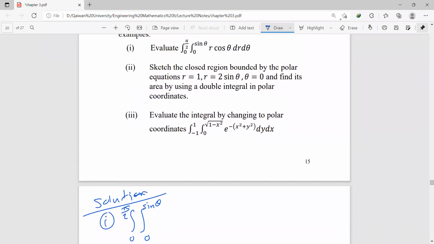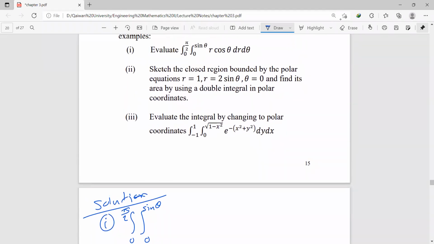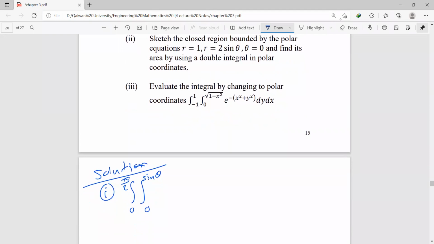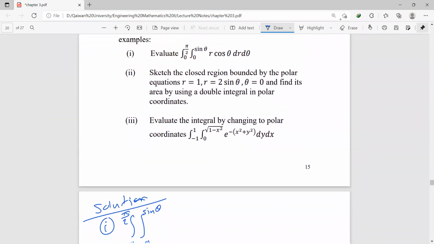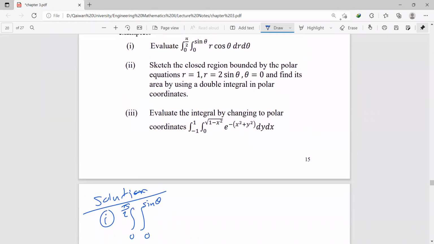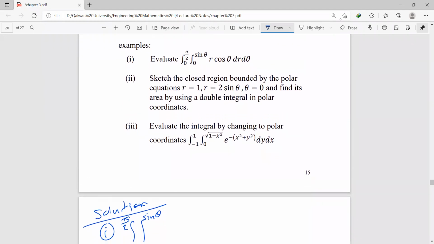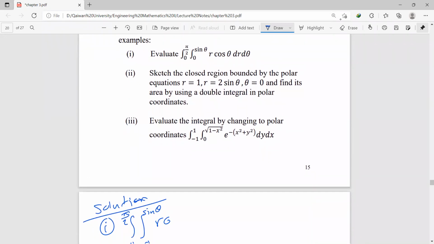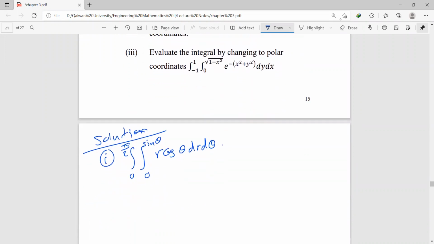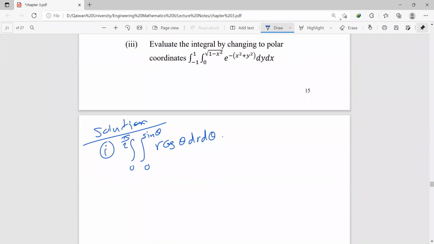We now have this double integration. We solve these three examples, as I said. For the first example, we have the double integration from 0 to pi over 2 and from 0 to sine theta, for r cosine theta dr d theta. We now find the double integration: first integration with respect to r and the second integration with respect to theta.